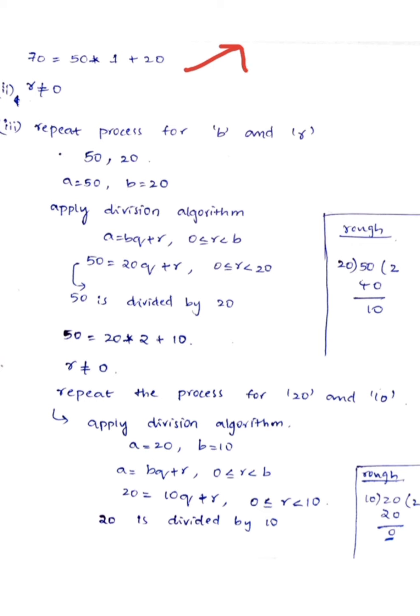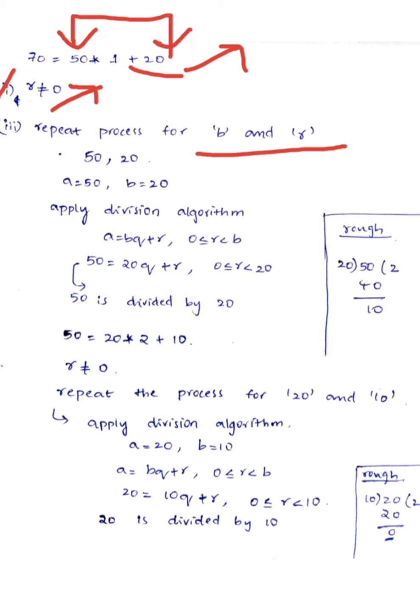Now we need to check the value for r. In the second step we need to check for the value of r. R equal to 20, it means that r is not equal to 0. So we need to repeat the process for b and r values, that is for 50 and 20. Now assume the latest a and b values as 50 and 20. Among 50 and 20, 50 is the greatest one. So assume a as 50 and b as 20. Now repeat the process, that first apply the division lemma, check for r value, and we need to repeat the process or end the process.